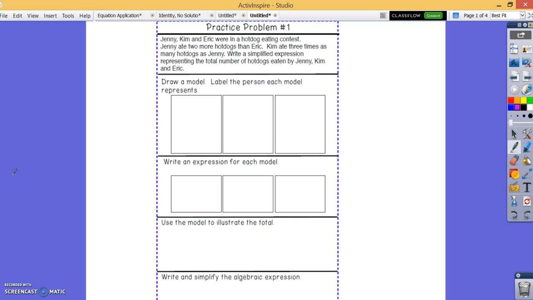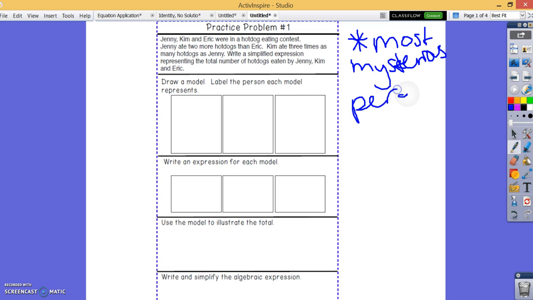Now, the first thing that I want you to do on your paper, somewhere maybe at the top where you've got a little bit of space, I want you to write this note, and this is a very important note. The most mysterious person, and I'll tell you what this means in a minute, is X. So what we're going to do is figure out who is the most mysterious, who we don't know anything about, and then we're going to call that person X.